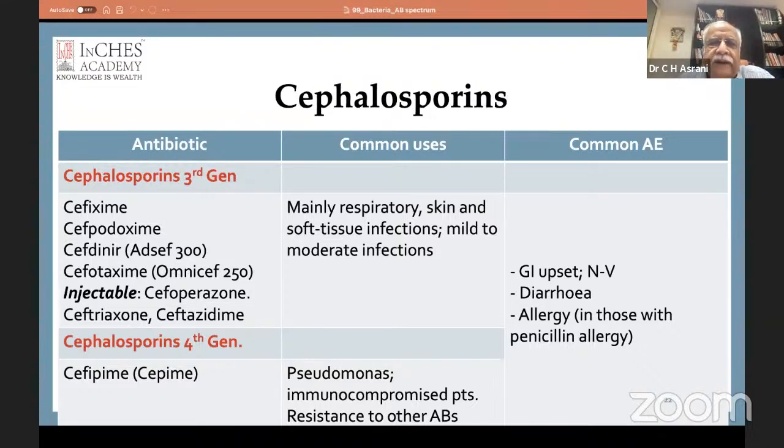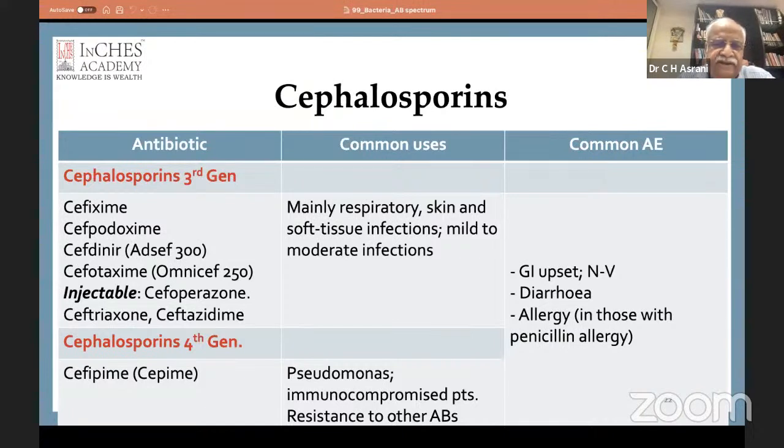since it is a rare brand, I have given the brand name of AdSafe. Cefotaxime, Omnisafe, and there are 3 injectables which we generally don't use. They're used in hospitals, mainly respiratory, skin, and soft tissue infection. So you can say that they're kind of broad spectrum, for mild to moderate infections.